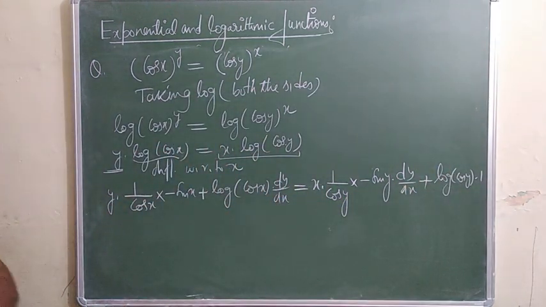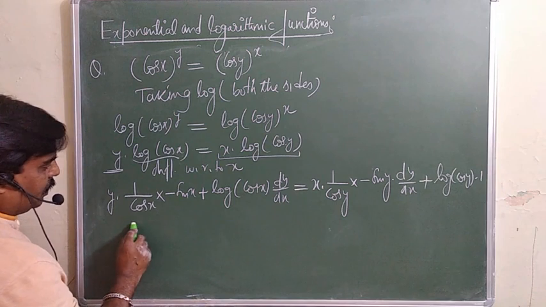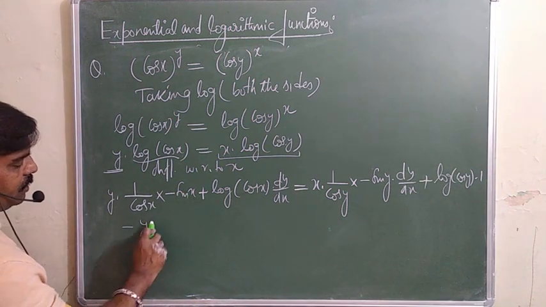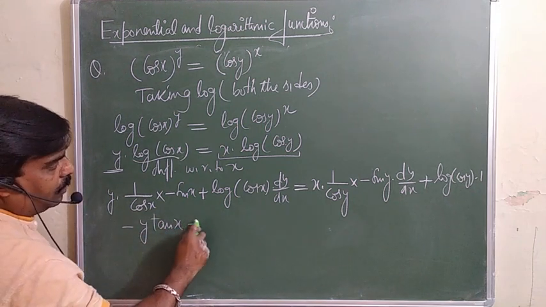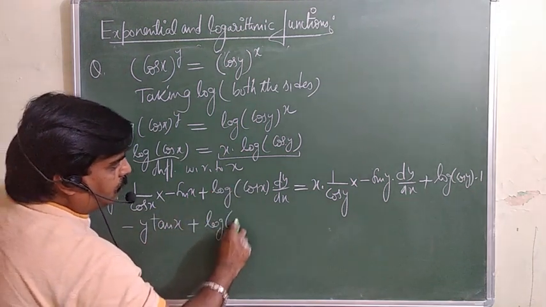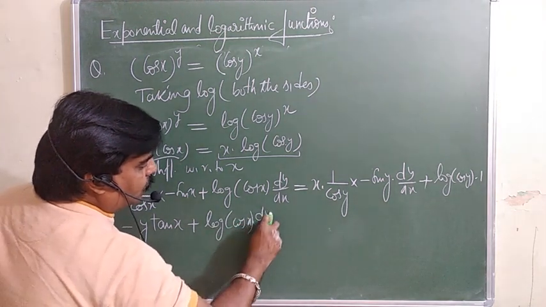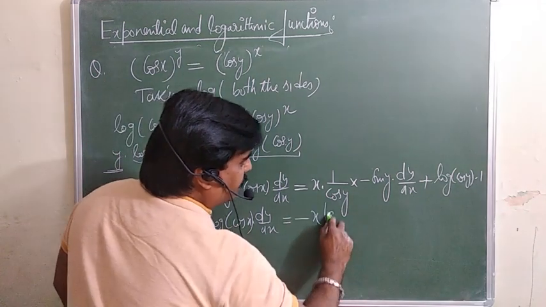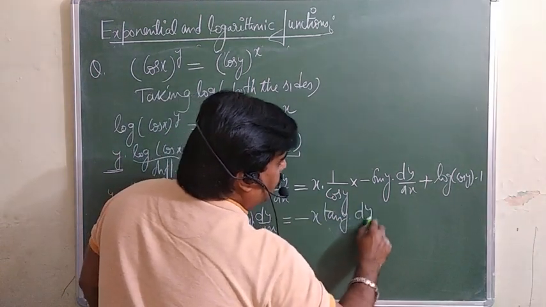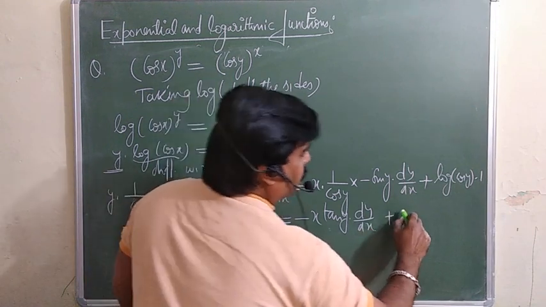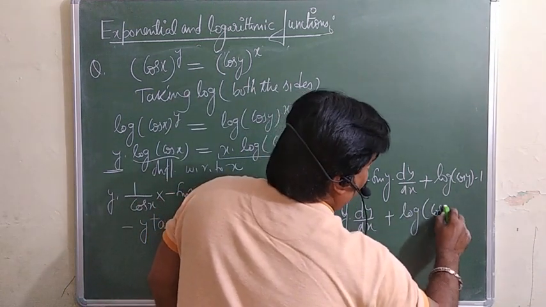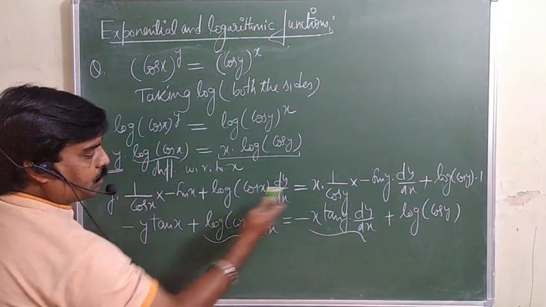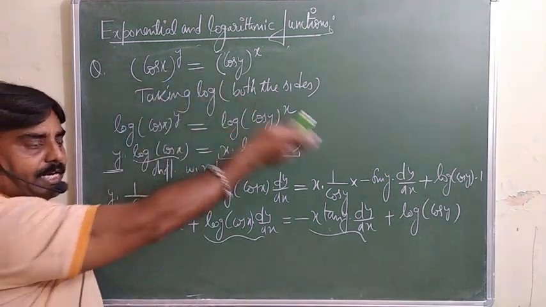So finally we are getting this one. Now you can solve. This can be written as y minus sin x over cos x, that is y minus tan x, plus log cos x into dy over dx. This can be written as minus x tan y into dy over dx plus log cos y. See, here is dy over dx, here is dy over dx. You can transpose this on this side and you can transpose this y tan x on that side only.